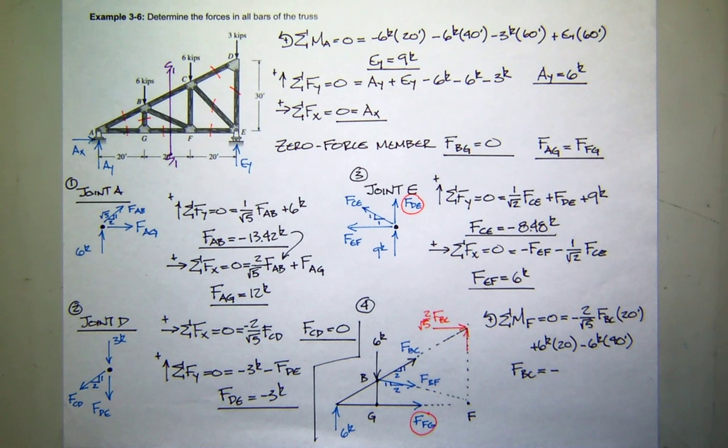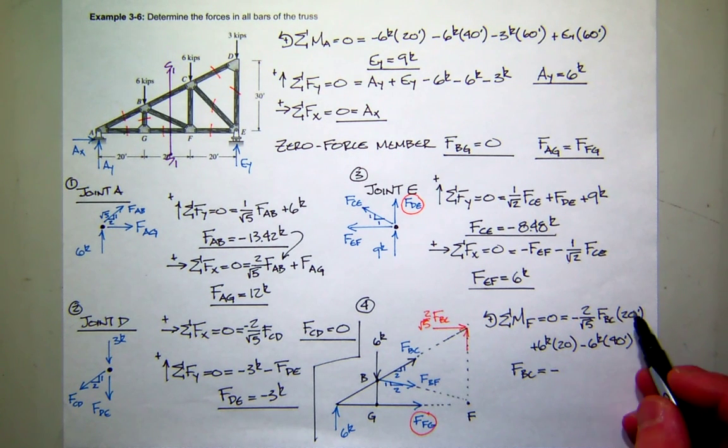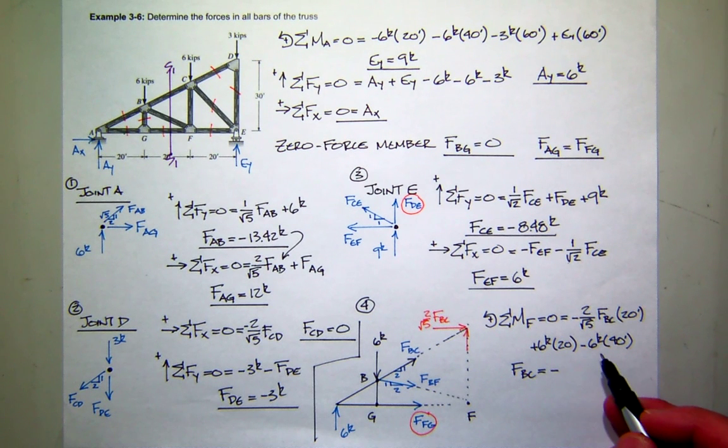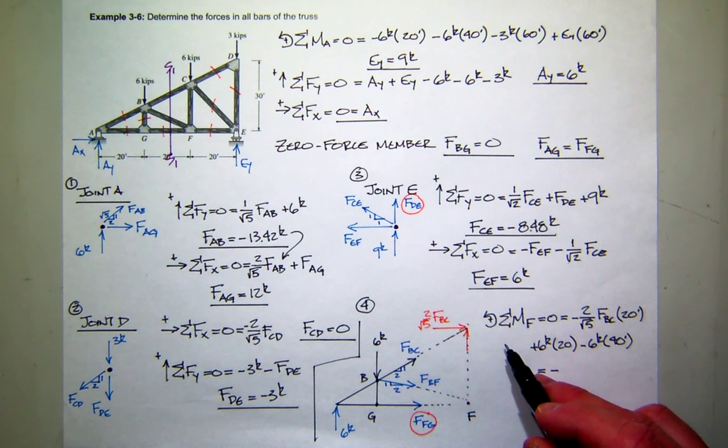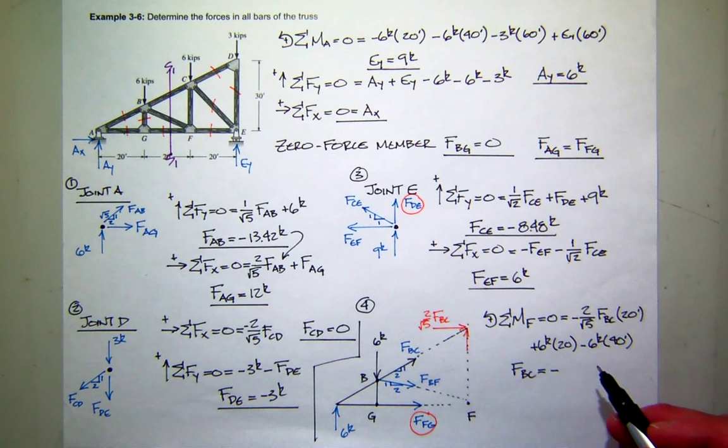Maybe 6.7. 6.7? Maybe? We've divided everything by 20. This becomes 6 and this becomes 12, so that's negative 6. So that's the other side. 6 divided by 2 is 3. 3 times square root of 5?